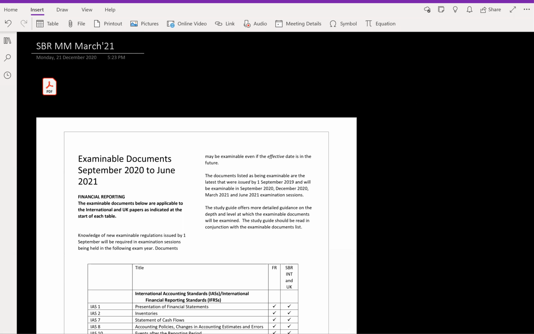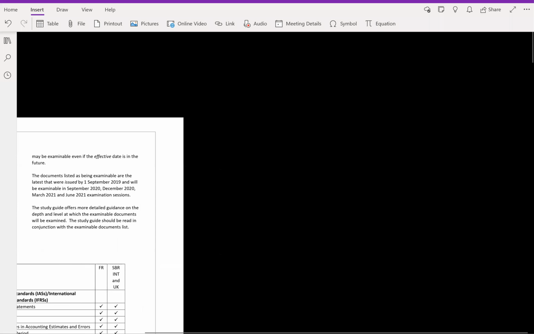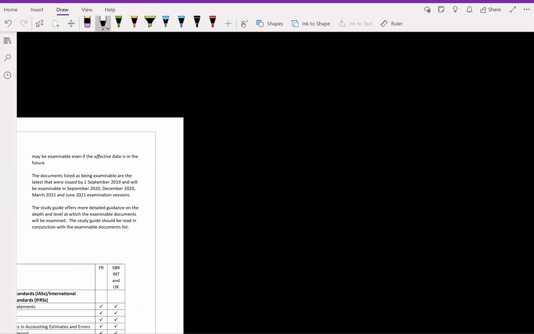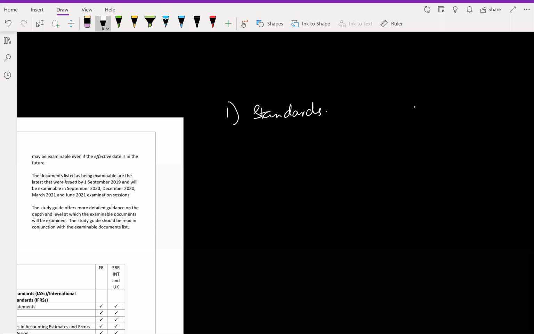Now, first of all, as the name suggests, this is the advanced paper of F7, FR, Financial Reporting. How is it advanced? Number one, the standards. There are some standards that are not in your F7, which you will study here entirely. There are some standards which you studied in F7 but were not tested to the extent, or some parts of the standard were not in the syllabus.